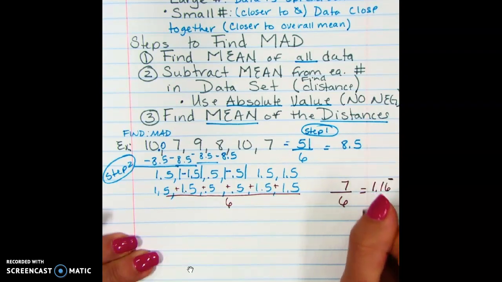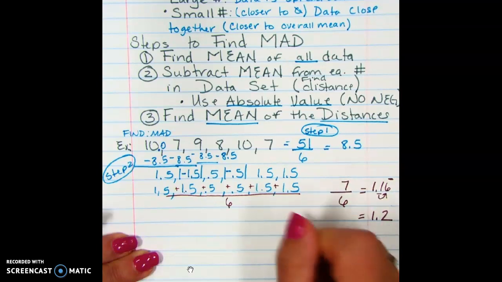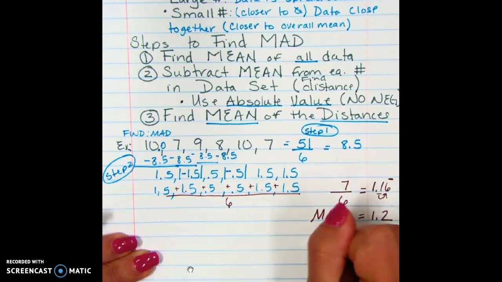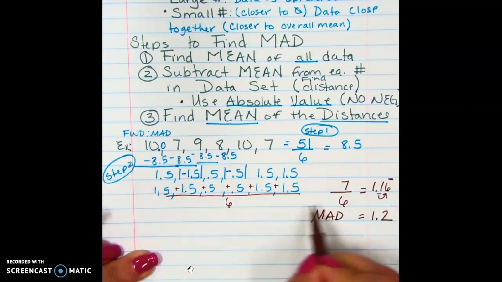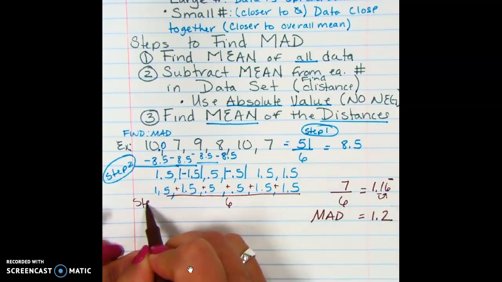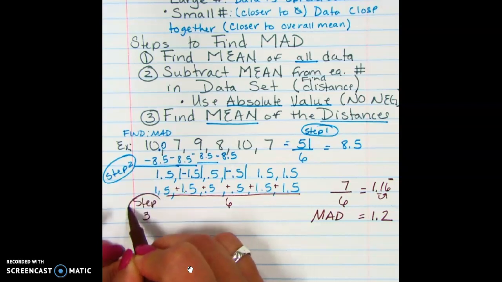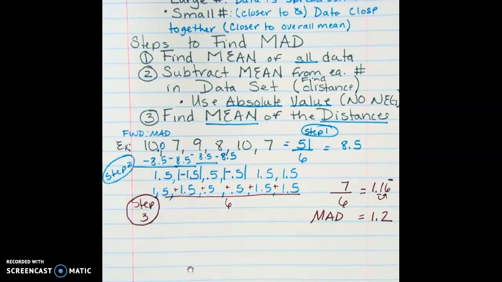I'm going to just round it to the tenths. And I end up with 1 2/10. And that is my MAD. So this was step 3. It's not that it's a hard thing, it's that it's a new thing. You just have to follow the steps as delivered.